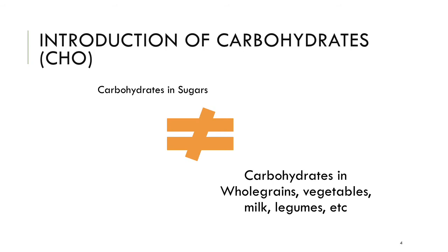What exactly are carbohydrates? Carbohydrates are a type of nutrient that our body needs, and they're present universally in a lot of our food. They're present in whole grains, vegetables, meat products, milk, and legumes.